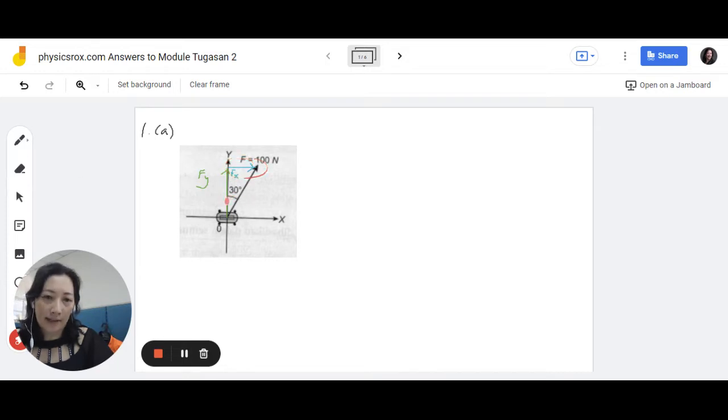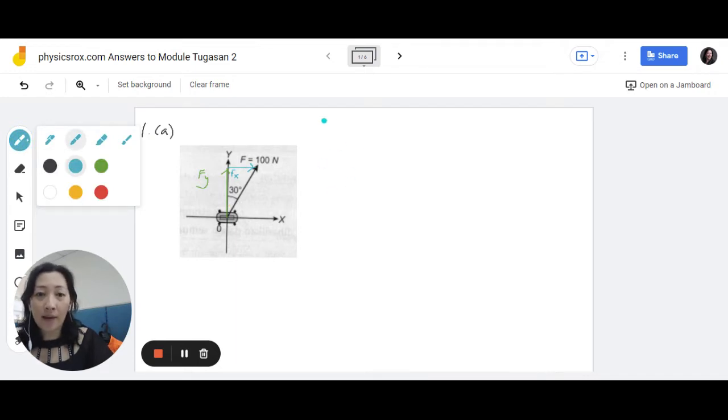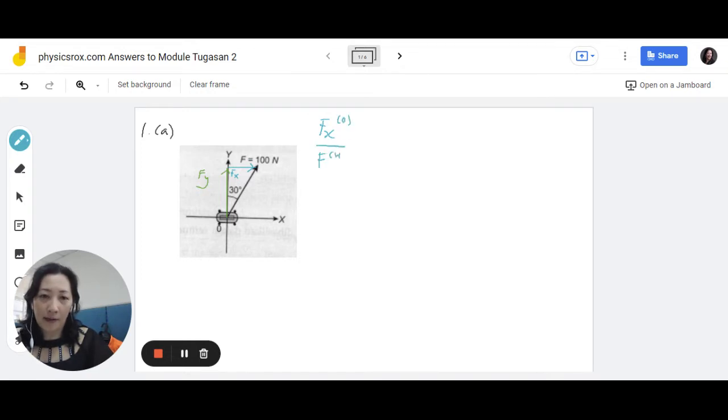To solve Fx, let's see. Fx is opposite to the angle. Using what we know about trigonometry, SOH CAH TOA, we have Fx, which is the opposite, over F, which is the hypotenuse. Opposite over hypotenuse is, that's right, sine theta. So bringing F up, Fx can be solved with F sine theta. Substituting the values in, 100 sine 30, sine 30 is half, that gives us 50 newton. So that's how we solve Fx.